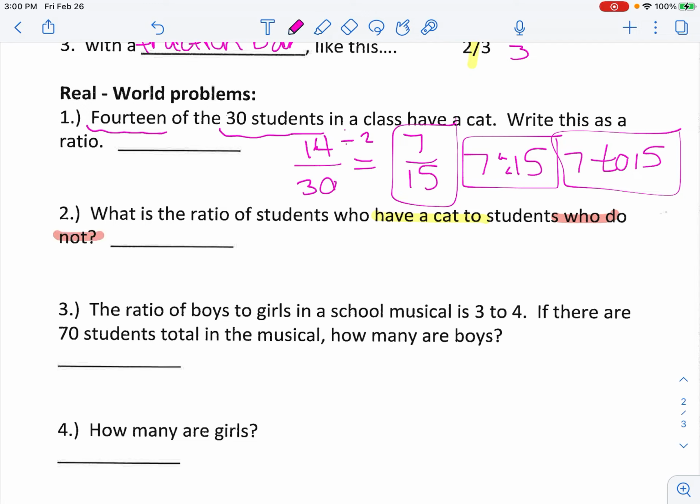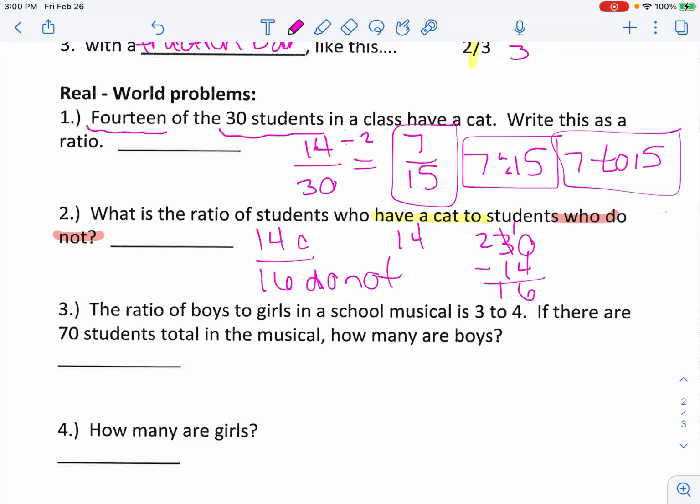So going back to that first question, I know that 14 students have a cat. I know that there are 30 students in the class. Well, if there are 30 students in the class and 14 have a cat, then we're going to subtract those. So 16 do not have a cat. 14 have a cat and 16 do not.